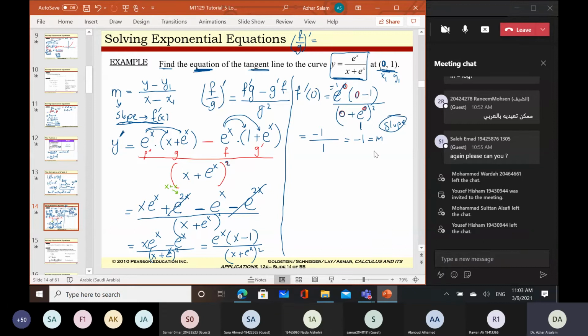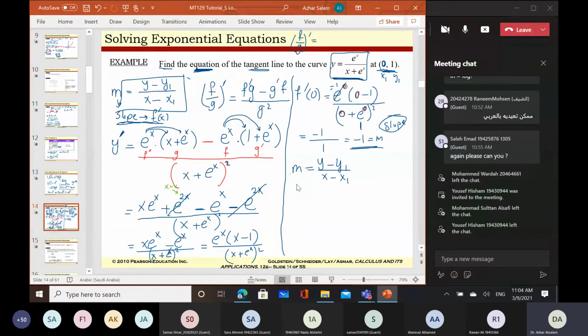Okay, this is the slope. So I will get back to this equation. I have the slope. I will write it again. M equals 2. Change in y divided by change in x. فرق الصادات على فرق السينات.